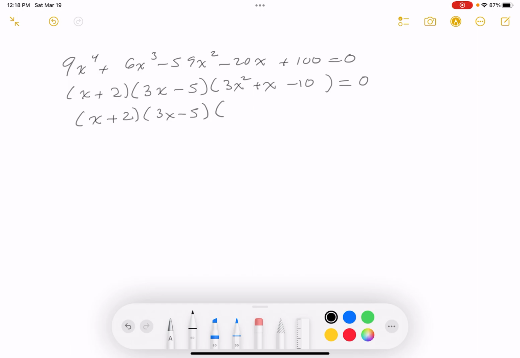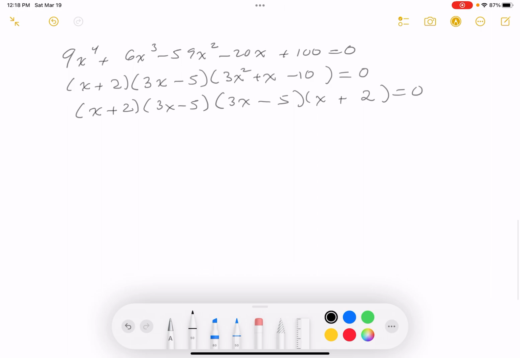Well, I'm looking at this, and I say if this is going to work, using my fingers, it's got to be 3x and x. And then it looks like 2 and 5. And what does that give you? Well, it gives you 3x squared, certainly. And then you get 6 minus 5 is 1. Wow, works like a charm.